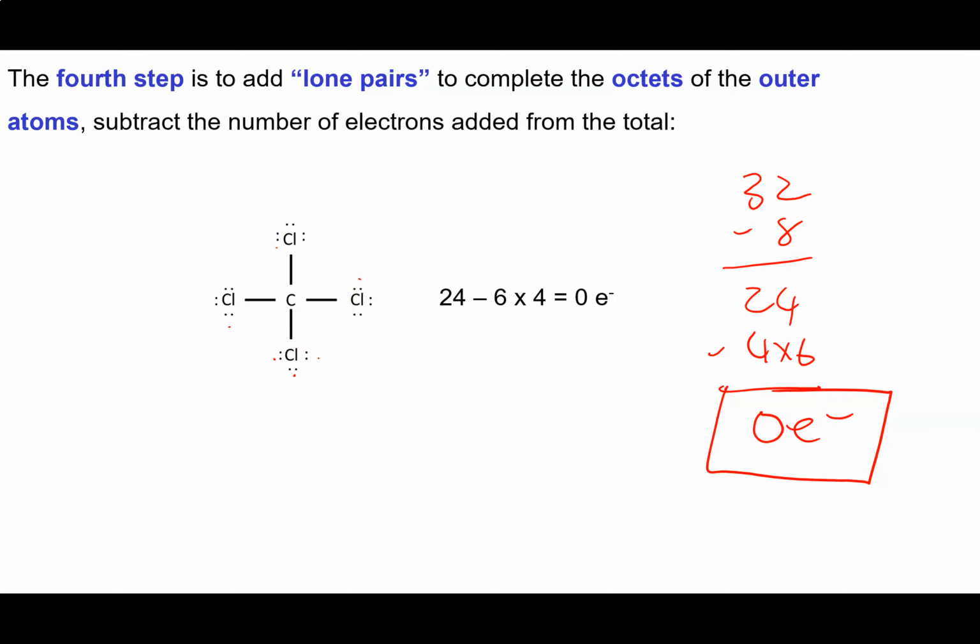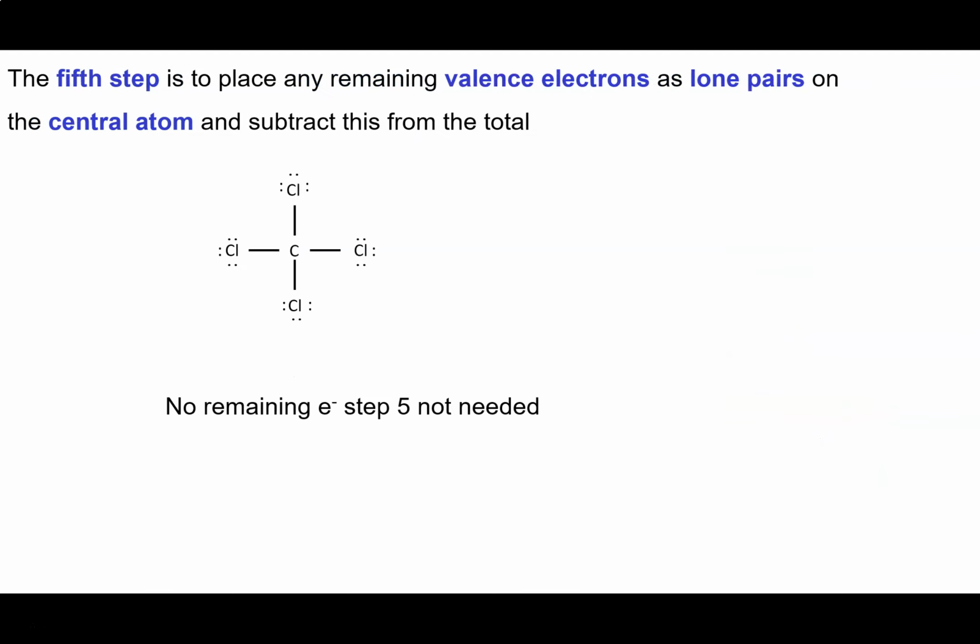So my next step, if I have any left over, which I don't in this case, would be to put those on the middle atom, right? So the 5th step is, if you've got any leftover electrons, put them on the middle. There aren't any in this case, and that is often the case. But if I did put some on the middle, I'd have to subtract that from the total.